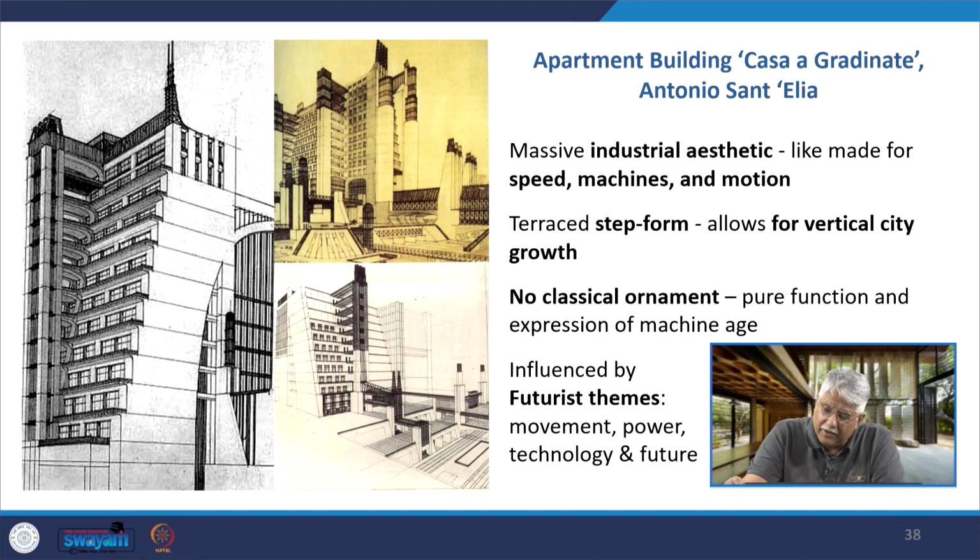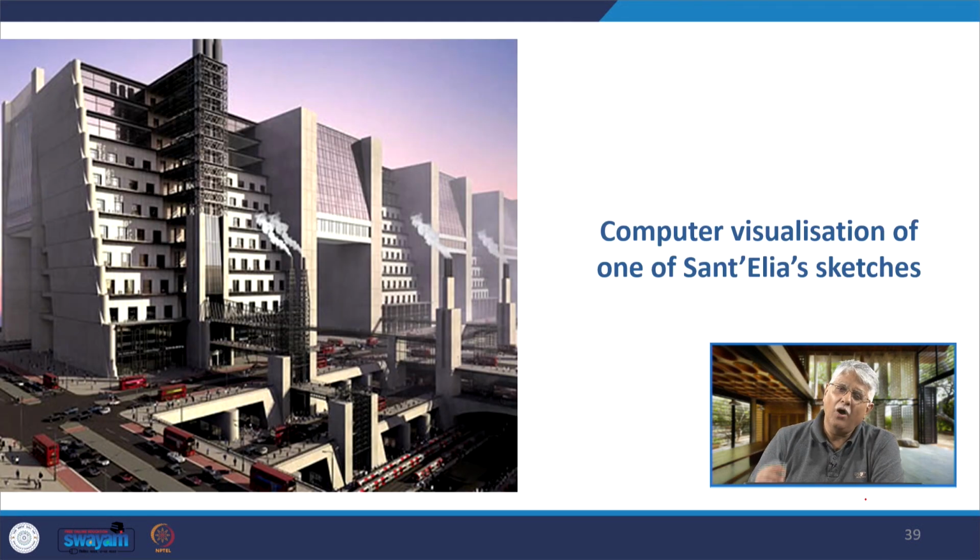Then the apartment building Casa a Gradinate designed by Sant'Elia, massive industrial aesthetic, like it was made for speed and motion, and it had these terraced step down apartments which allowed for a vertical city growth. There was no classical ornamentation. It was influenced by futurist themes of movement, power, technology and looking towards the future. This is a computer visualization of what Sant'Elia's buildings would actually look like if they were to be actually built.